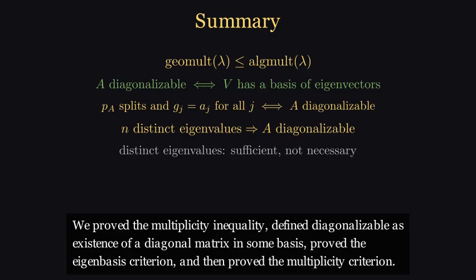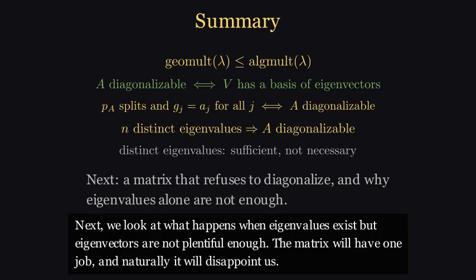We proved the multiplicity inequality. Defined diagonalizable as existence of a diagonal matrix in some basis. Proved the eigenbasis criterion. And then proved the multiplicity criterion. Next, we look at what happens when eigenvalues exist but eigenvectors are not plentiful enough. The matrix will have one job. And naturally it will disappoint us.